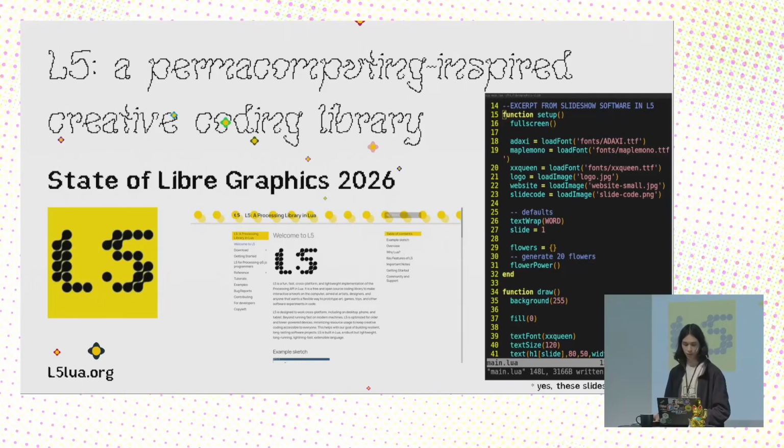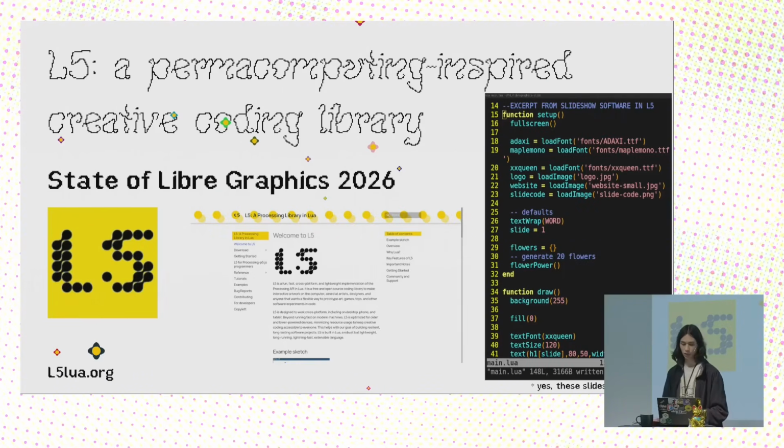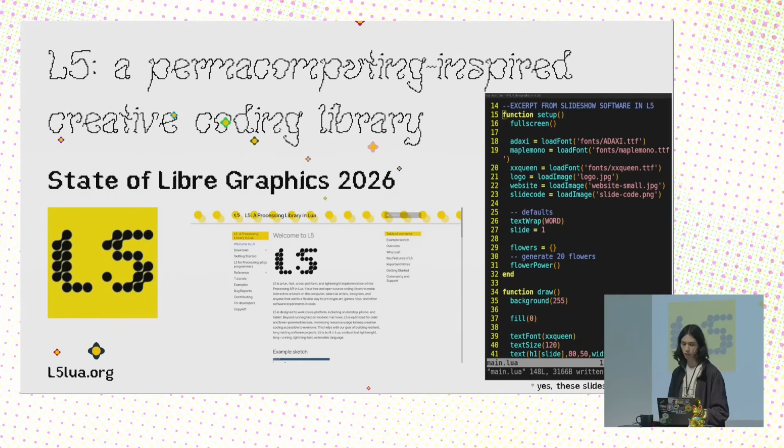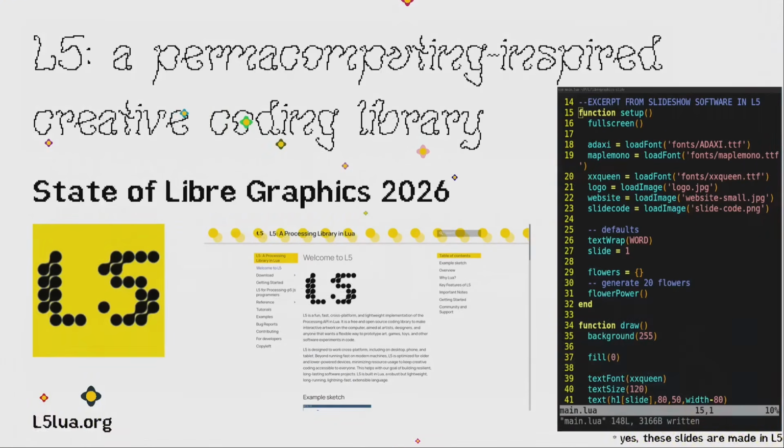Next up, we have L5. L5 is a new Processing/P5 creative coding library, independently initiated, implemented in Lua with the Love framework. It is designed with permacomputing principles to be lightweight, work on the widest variety of machines, stay true to the Processing approach, balanced with constraints to support running on resource-constrained machines.